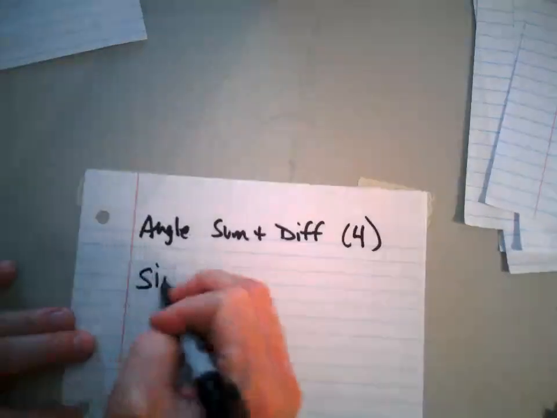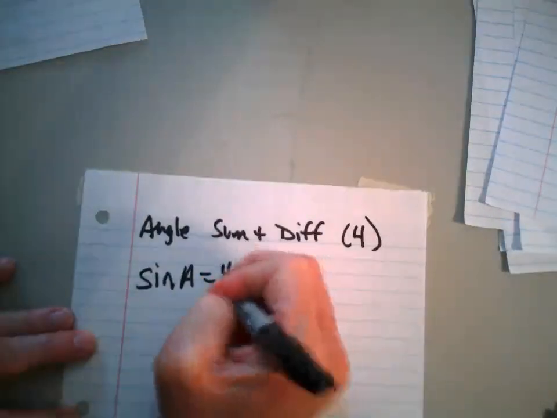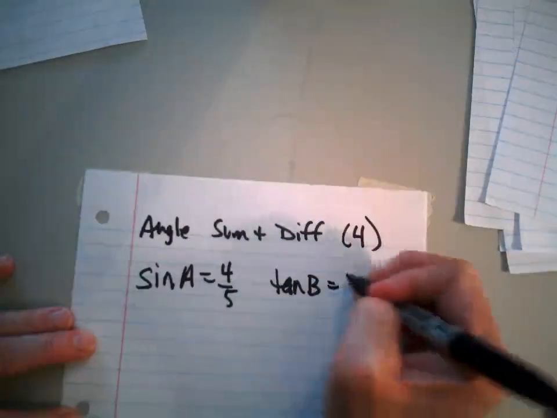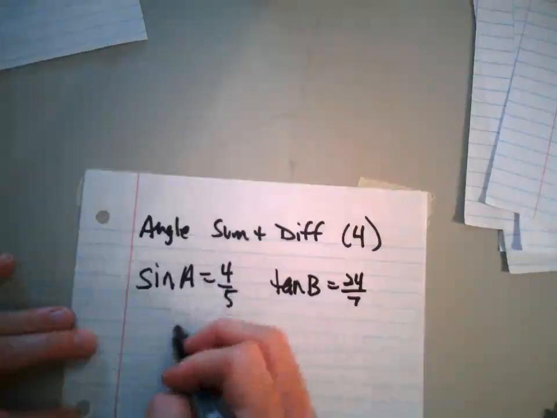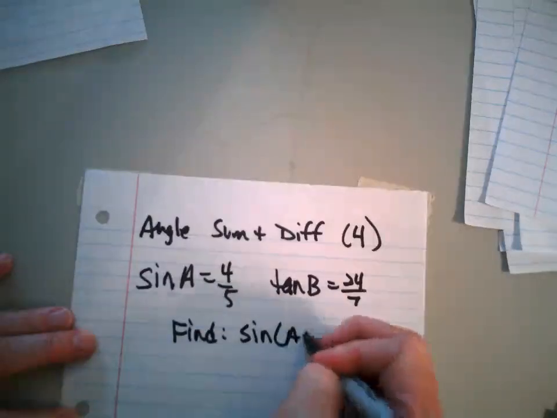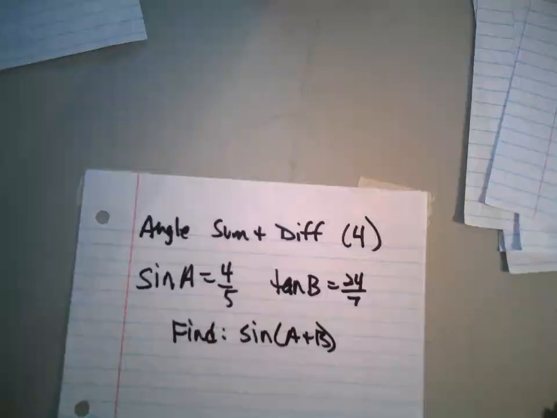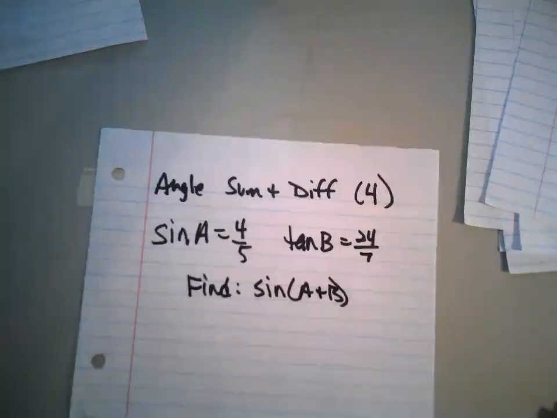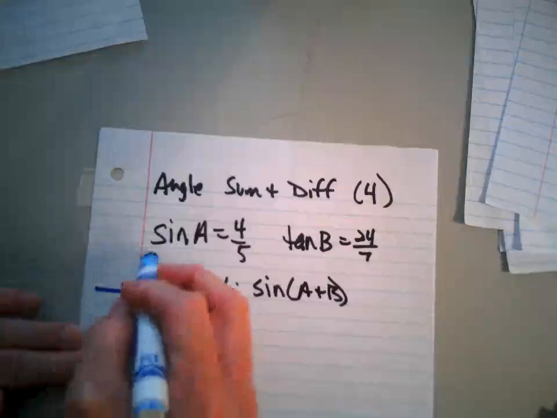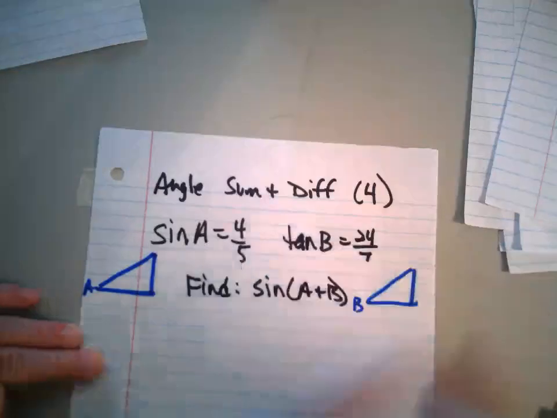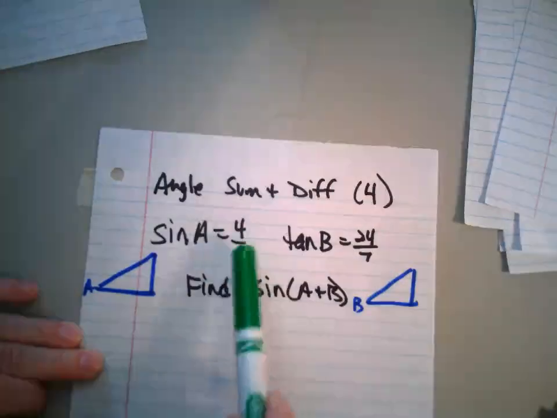So it says sine of A is 4/5. Tangent of B is 24/7. It says find sine of A plus B. Okay, so scoot that up a little bit. You need 2 triangles, an A triangle and a B triangle. Follow the information that they give you.